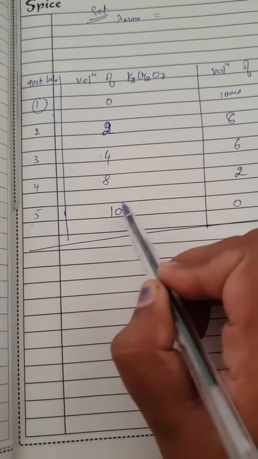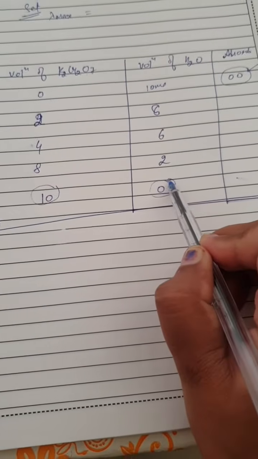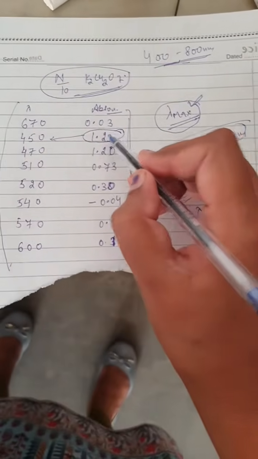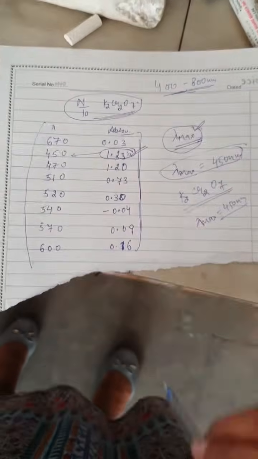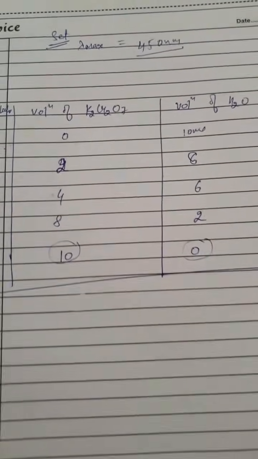ठीक है? For fifth tube देखो, fifth tube में हमारे पास है 10 ml of the potassium dichromate and 0 ml of the water. That means pure potassium dichromate. And for pure potassium dichromate हमारी कितनी वैल्यू आई थी absorbance की? 1.23. This is the value 1.23 pure potassium dichromate के लिए. ठीक है? Lambda max जो हमने सेट किया था that is 450 nanometer, that is the absorbance value.